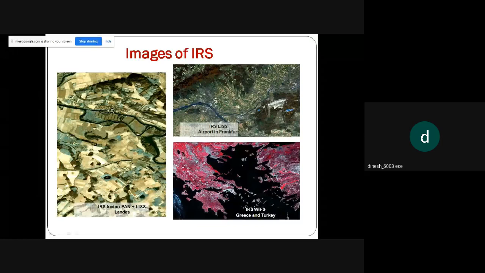The Indian remote sensing LISS took photos and it appears like this. And the IRS wide field sensor took the photograph of Greece and Turkey. It looked like this. So these are some of the examples or images captured by Indian remote sensing.